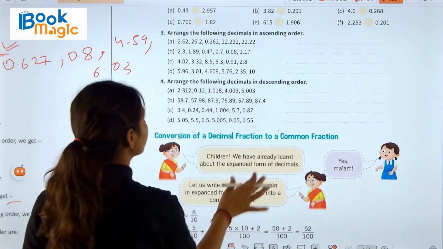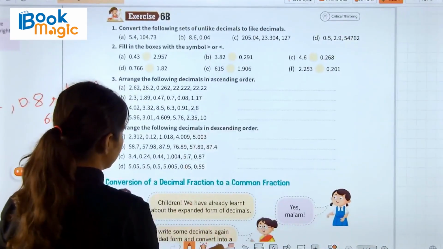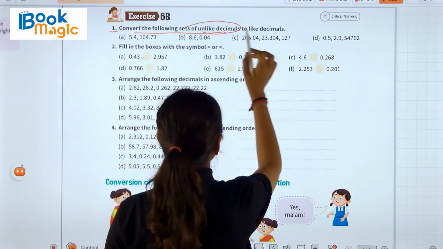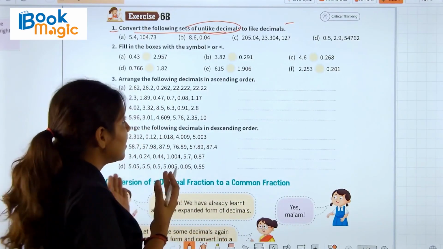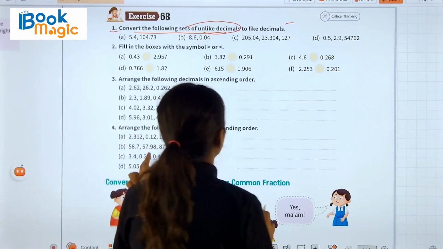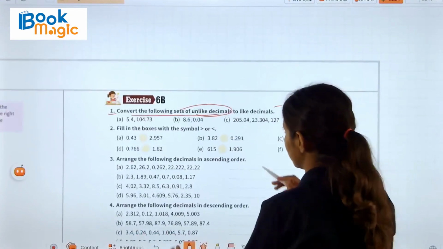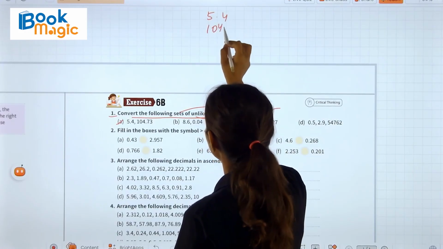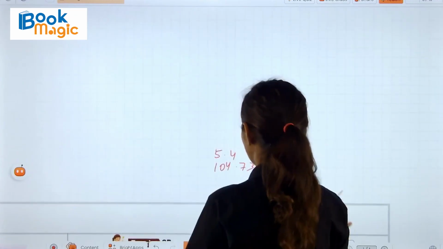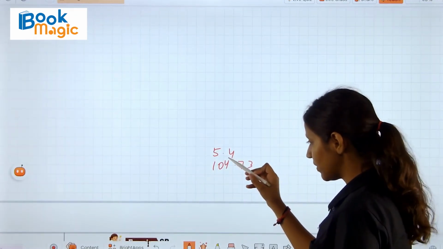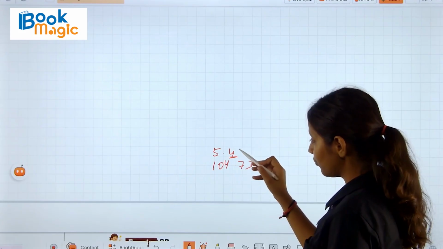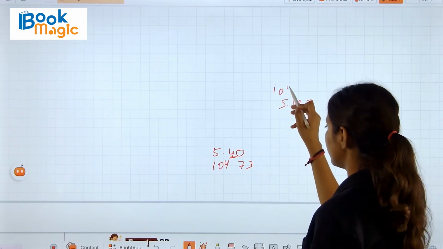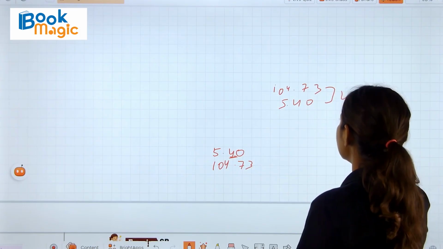Here we have exercise 6b. This is our second exercise of this chapter. Convert the following sets of unlike decimals into like decimals. Simply increase the decimal places of the number. Firstly, we have 5.4 and 104.73. To make them like, we have to increase the decimal places. It is having only 1, it is having 2. So we have to put a 0 here. So 5.40 and 104.73 are like decimals.